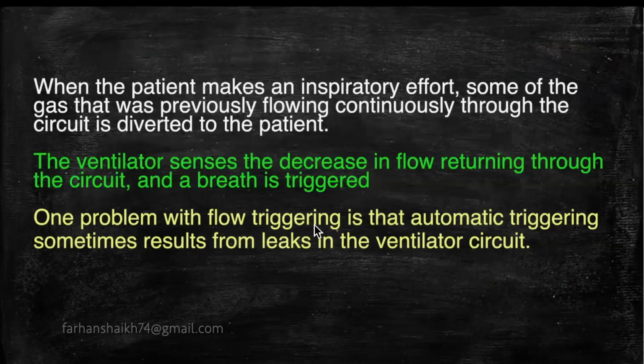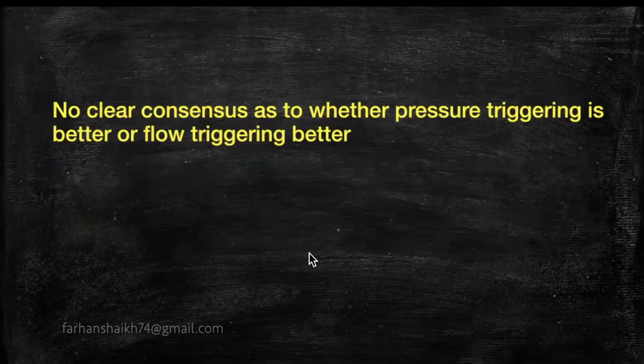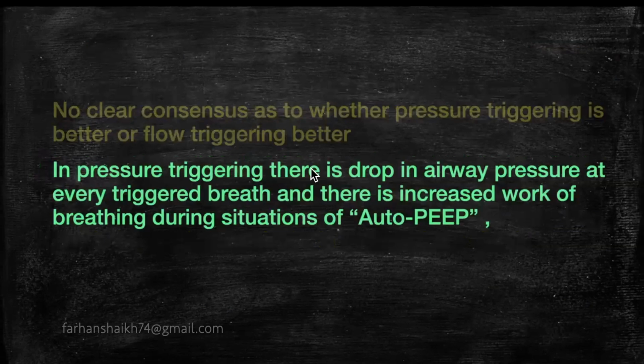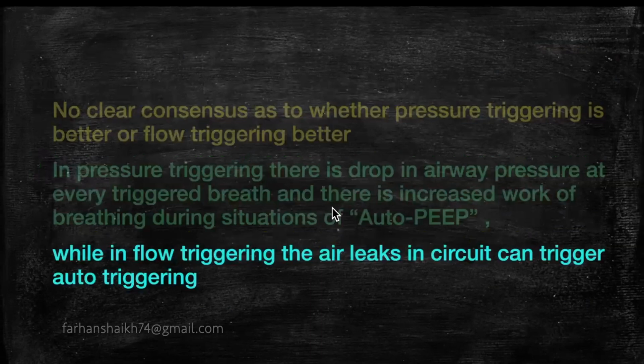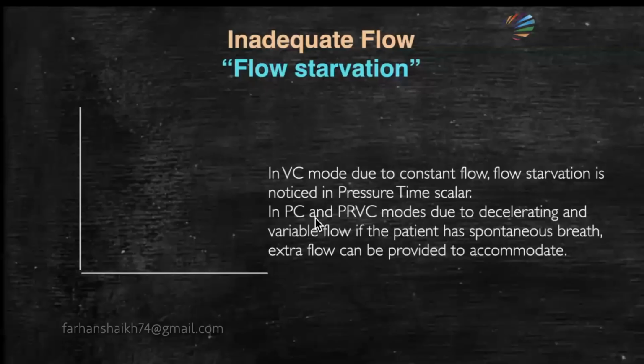But the problem with flow triggering is that automatic triggering may sometimes result from leaks in the ventilator circuit. So there is no clear consensus whether pressure triggering or flow triggering is better. They have their own pluses and minuses. On one hand, with pressure triggering, there is a drop in the airway pressure and a difficulty in triggering the breath, particularly in the presence of auto PEEP, which flow triggering does not have. But in flow triggering, there is always a problem of triggering in the presence of air leaks. But water in the circuit can cause auto triggering in both pressure and flow triggering systems.